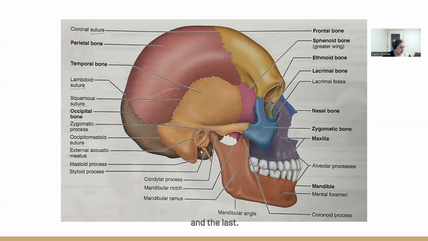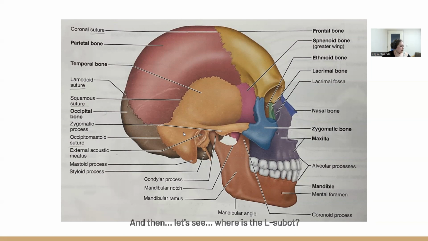Then the last feature that you have here is the external acoustic meatus, and this is going to be the actual hole, essentially, of your ear. And so this acoustic or auditory meatus is the hole. It's the canal that leads from the outer ear to the middle and inner ear.